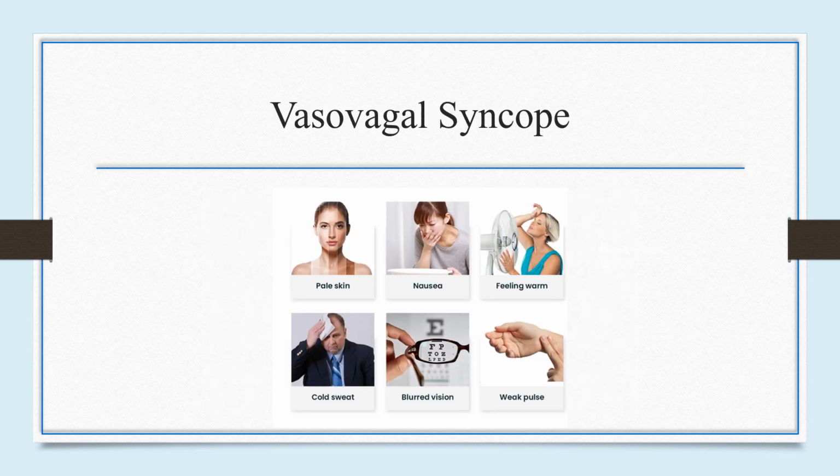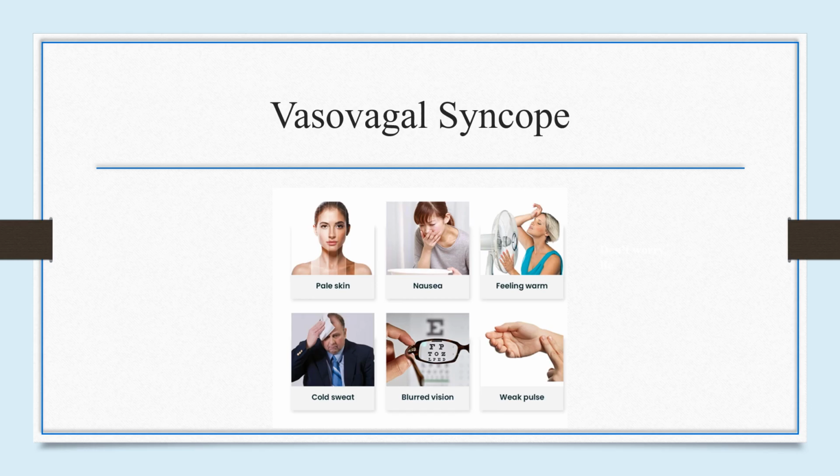Vasovagal syncope, or fainting, occurs when the part of your nervous system that regulates heart rate and blood pressure malfunctions. Vasovagal syncope causes the heart rate to slow and blood vessels in the legs to dilate or widen. This allows blood to pool in the legs, which lowers the blood pressure. The combined drop in blood pressure and slowed heart rate reduces blood flow to the brain, causing a person to faint.